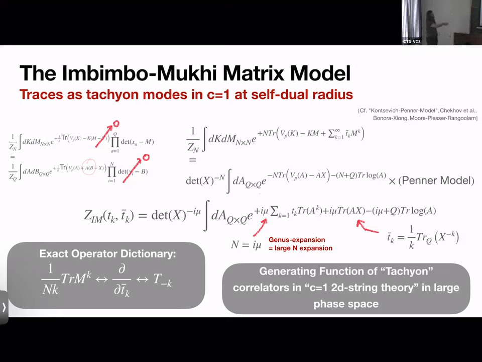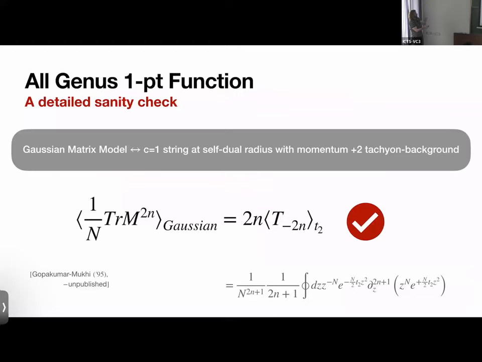All of this was true no matter what other derivatives I was taking, to all orders in N and Q. So what this is telling you is that just by thinking about which integral I act this derivative on, I can translate as an operator dictionary between trace M to the k and these negative momentum tachyons in the c equals one string. That's where we get all this mileage. It tells us how to translate between things on the matrix side and things on some closed string side, okay? So that was a little messy.